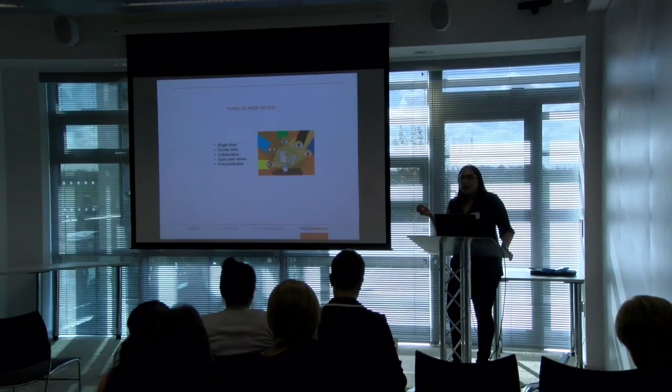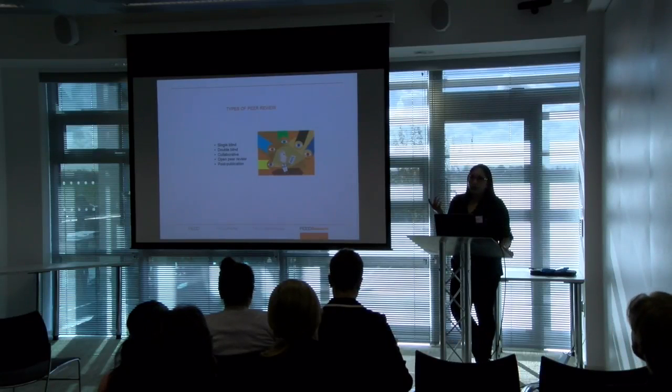So this is where the authors don't know who the reviewers are, but the reviewers know who the authors are. But because people aren't happy with that either, there are some journals who are experimenting with double blind. So this is where only the editor knows who the reviewer and author is. The reviewer and author don't know who each other are. And so some journals like Nature Communications offer this as an option to authors.